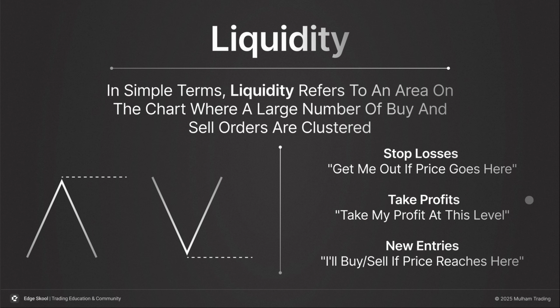Now, the second core concept in ICT concepts is liquidity. There are a lot of different definitions of liquidity. A lot of them are not accurate, and a lot of them are just not realistic. In my opinion, in simple terms, liquidity refers to an area on the chart where a large number of buy and sell orders are clustered. In common sense and the simplest logic, you ask yourself, where do we have a large number of orders, either buy or sell? Always, and most of the time, at highs and lows.